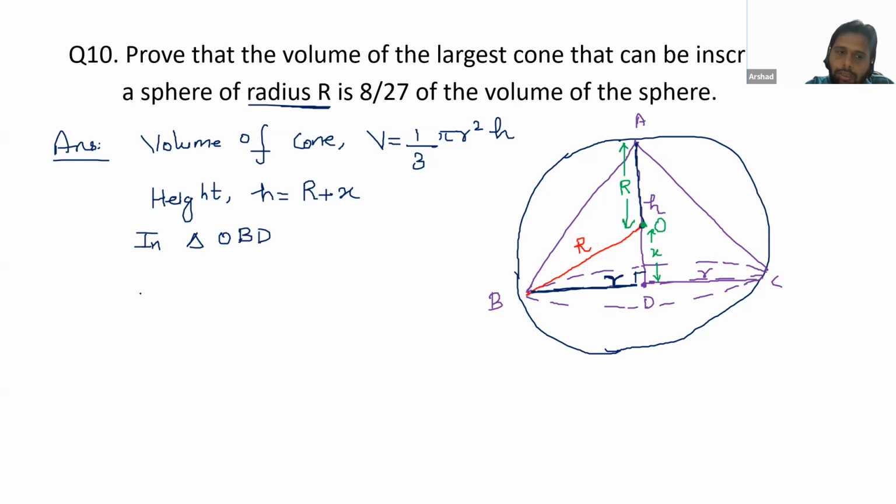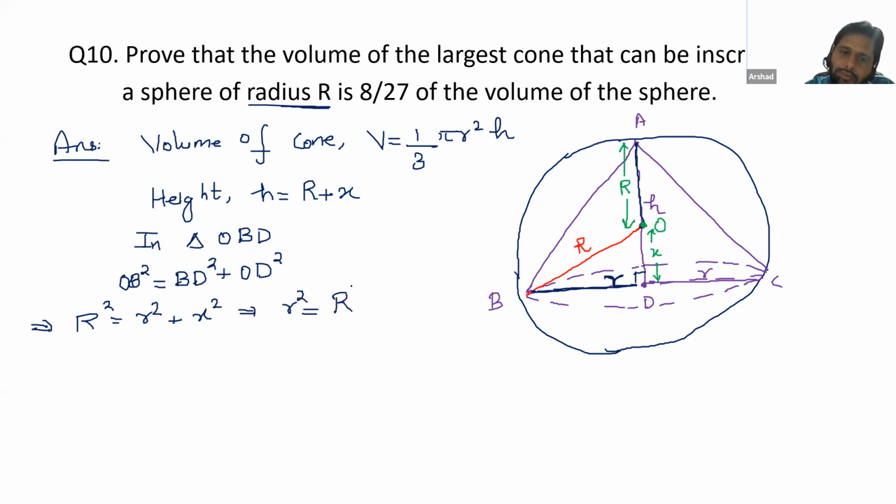In triangle OBD, we can say OB square is equal to BD square plus OD square. What is OB square? It is capital R square. What is BD square? It is small r square, plus what is OD square? It is X square. So what we need is a small r. So r square is equal to R square minus X square, and we can also say that r is equal to the under root of R square minus X square.